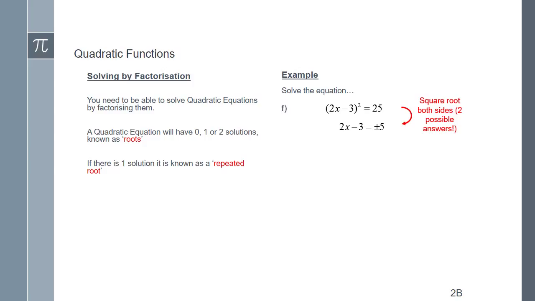We then have to solve each of those sums. You have to solve 2x minus 3 is equal to 5, 2x is equal to 8, x is equal to 4, and we also have to solve 2x minus 3 is equal to minus 5. Add the 3 on, 2x is minus 2, x is minus 1. So the two solutions are 4 and minus 1. But we have to make sure and be careful that we do use both possible answers.